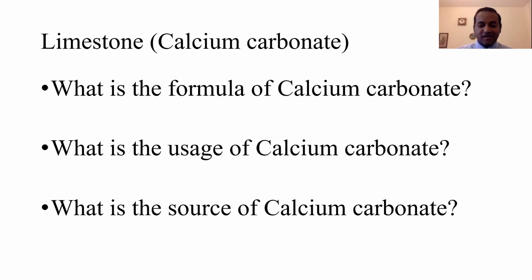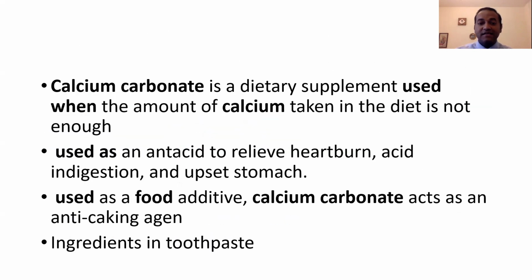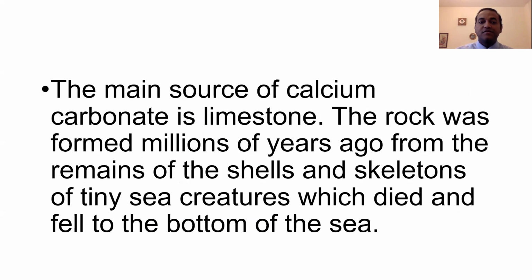I hope you already have some ideas, and our ideas are the same. So, guys, the main source of calcium carbonate is limestone. And the rock was formed millions of years ago from the remains of the shells and skeletons of tiny sea creatures which died and fell to the bottom of the sea. So these are the main source of calcium carbonate. So remember it is from all these tiny sea creatures which have died and fell to the bottom of the sea.